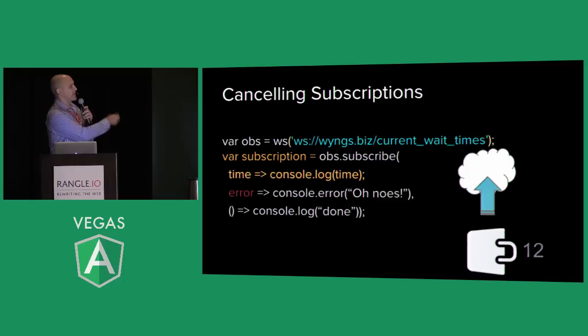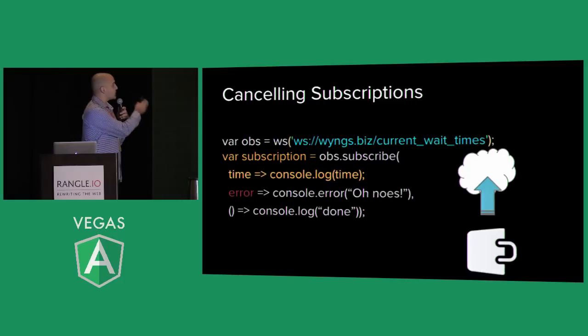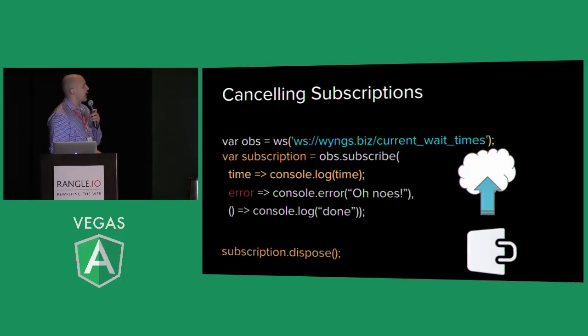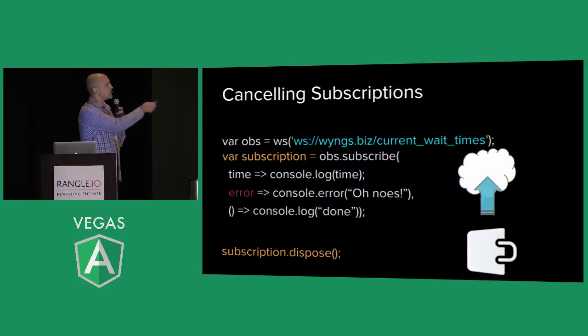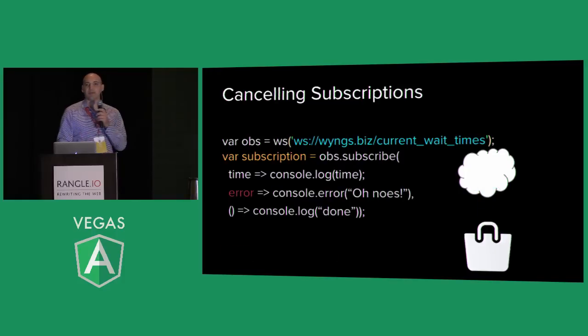If after a while I decide I'm tired of waiting, I can call subscription.dispose. And what that does is it's just like unhooking from an event, which is another stream of values over time. The moment we call subscription.dispose, it's going to close that WebSocket and the observable is ready for use all over again.